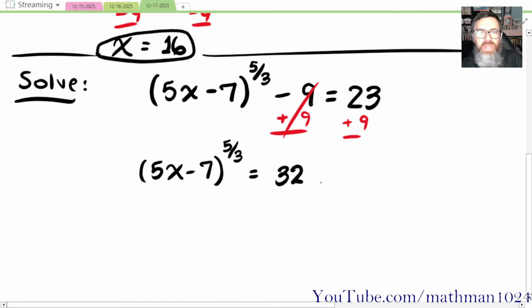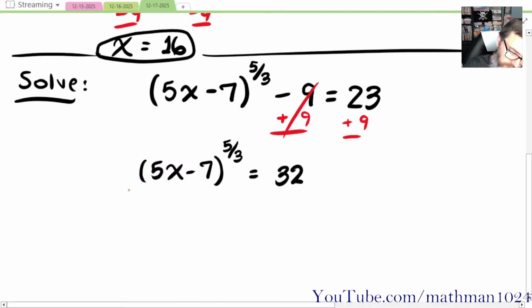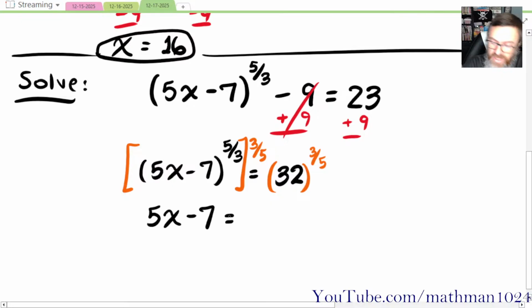And in order for me to get the x by itself, I can't even do anything with the 5 or the 7 until I take care of that power that's containing all of that stuff. So I raise both sides to a power that is the reciprocal of that. So raise both sides to the 3/5 power, and over here as well. So we end up with just 5x minus 7, and on the right side, we have 32 to the 3/5.